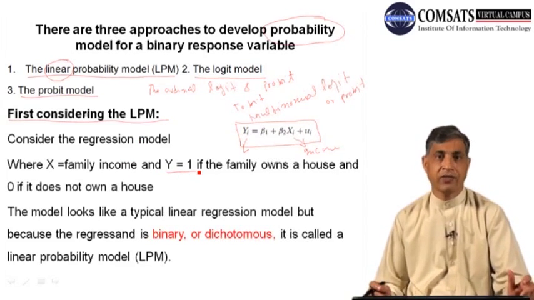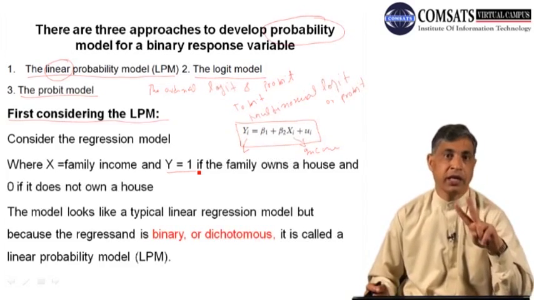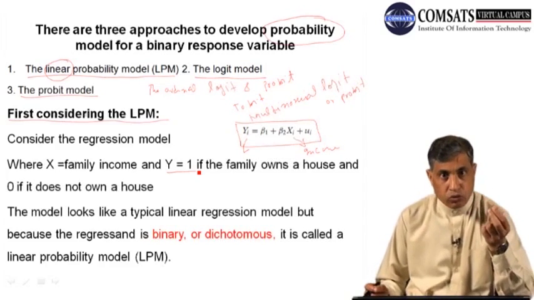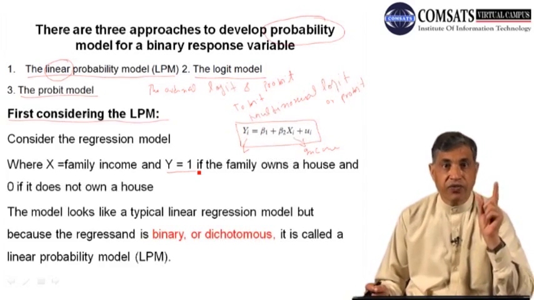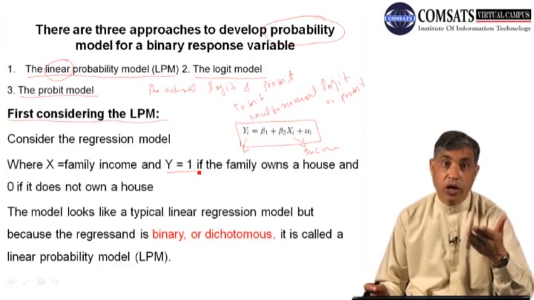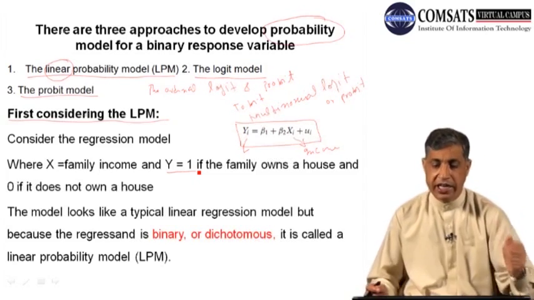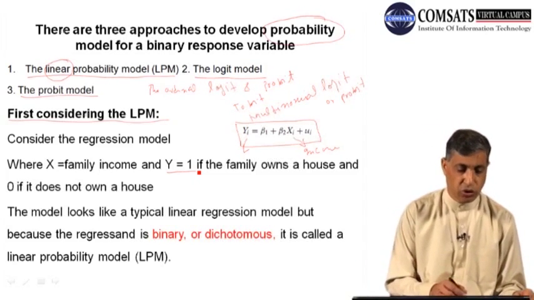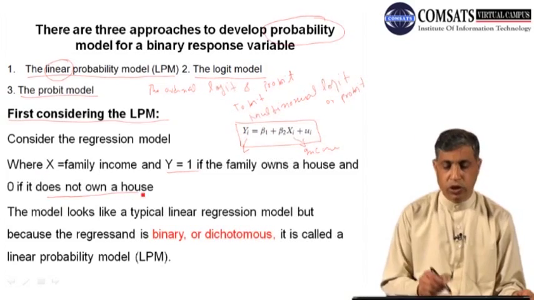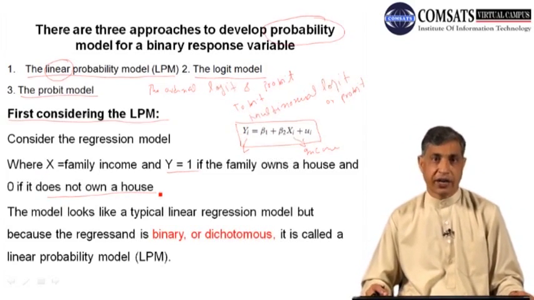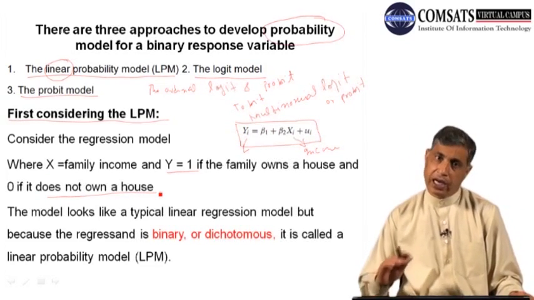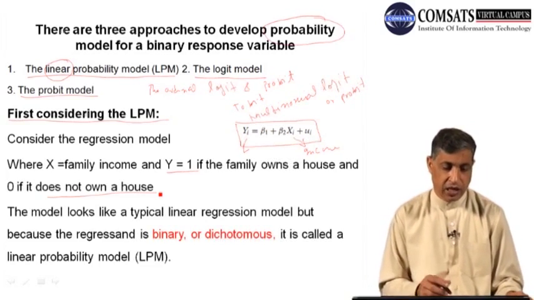Now again I will be clear that Y is only a binary response variable, whether you own a house or not. If Y is equal to 1, it means you are living in your own house. Living means you have your own house. And if it is equal to 0, it means that you do not own a house. You are living on rental or some other arrangement.